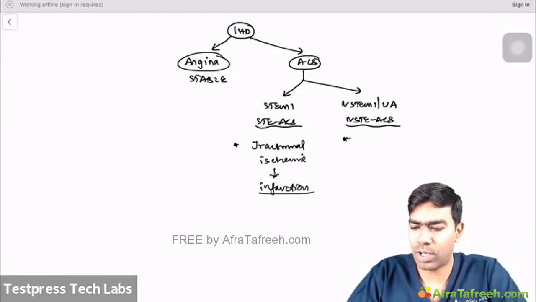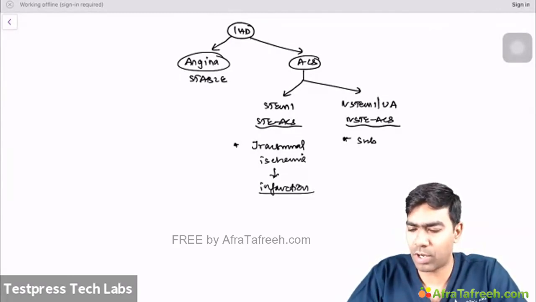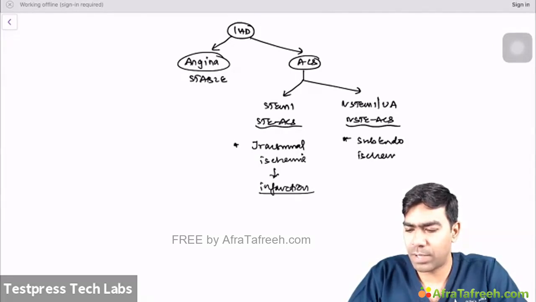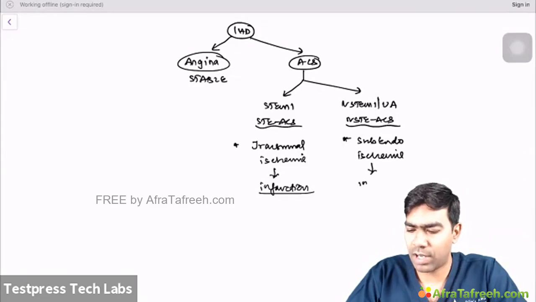If you talk about the NSTEMI unstable angina complex, or NST-ACS, it produces only a subendocardial ischemia due to a variety of reasons. It will not be a transmural ischemia. Full thickness will not be affected. Only the subendocardial portion will be affected. If it's not treated, once again, it can go to subendocardial infarcts.